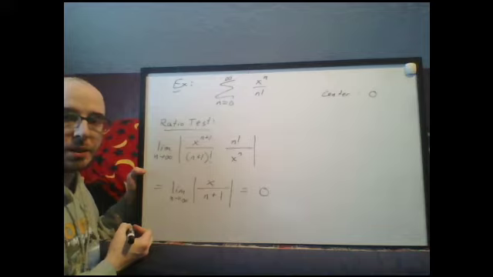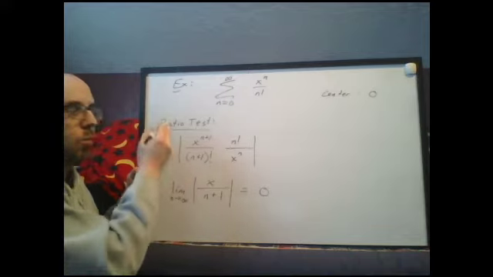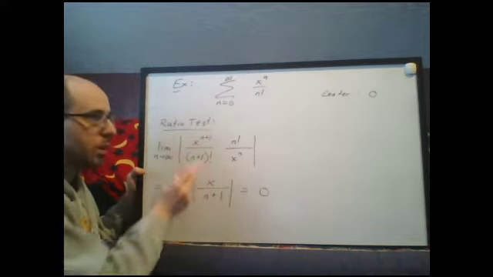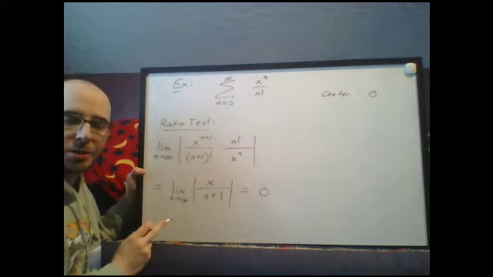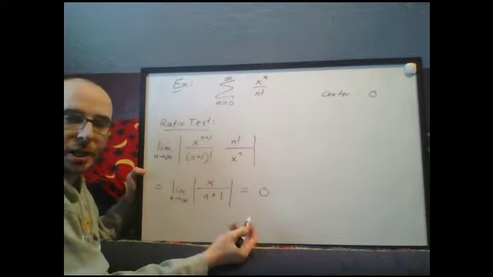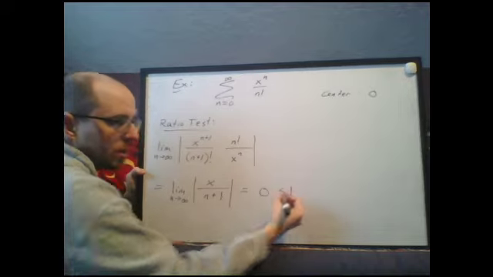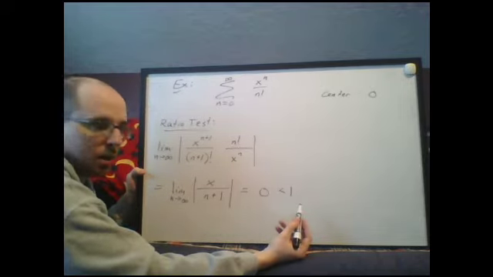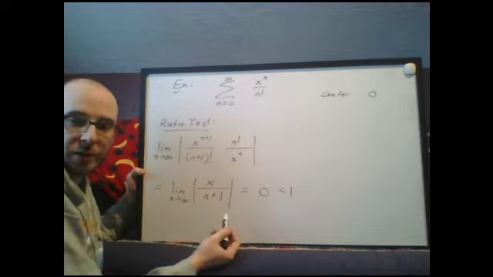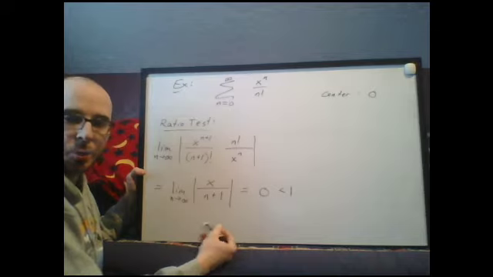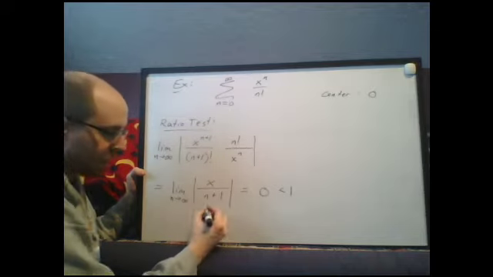So then the question is, when is this convergent? Well, the ratio test tells you it's convergent if your answer is less than 1. 0 is less than 1. So this tells us this is definitely convergent. It doesn't matter what x is. This is convergent anyway.